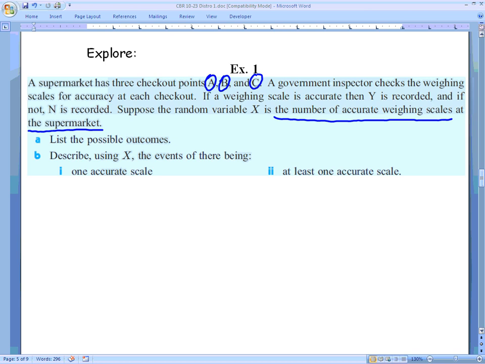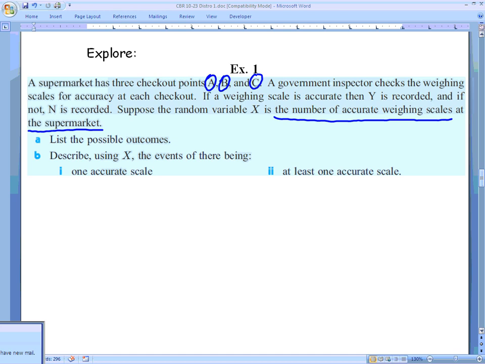List the possible outcomes. All right, so I go through. When we take our fruit or produce to a checkout, they put it on the little scanner, which has a scale built in, and then they charge us. Obviously, we want to make sure those scales are accurate. So they come in, they take a weight that they're already familiar with, they check the scale.